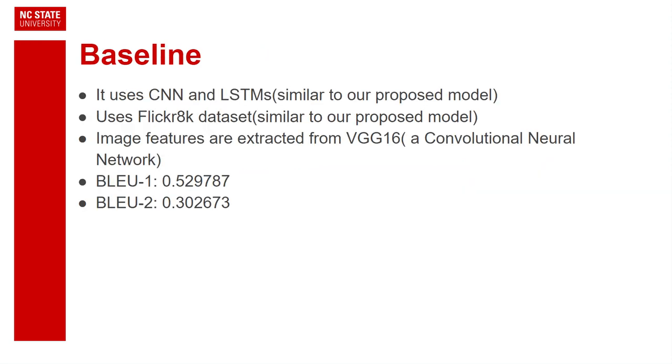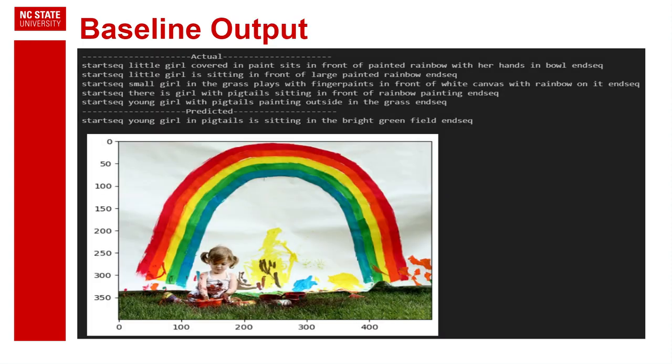The baseline uses CNN and LSTMs, which are similar to what we use in our proposed model, and it also uses the Flickr 8K set, which is what we use in our proposed model as well. The image features are extracted from VGG16, which is a convolutional neural network, and the BLEU 1 and BLEU 2 scores are as follows. And this is the baseline output where you can see five given captions and the predicted caption for the picture below.